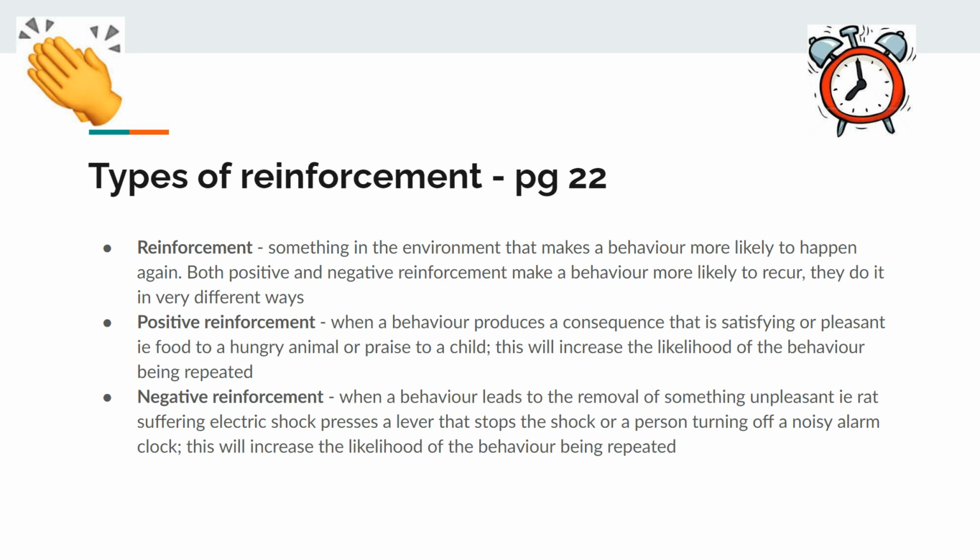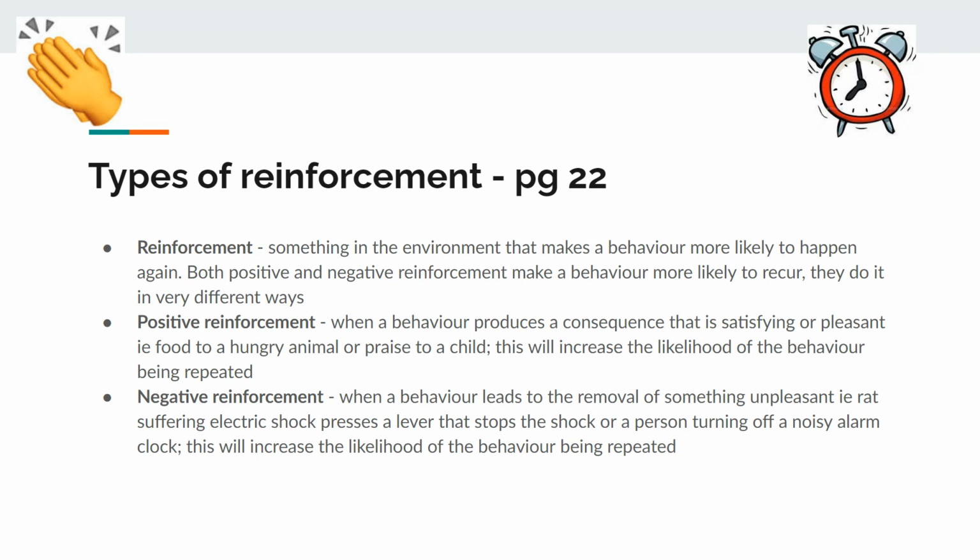So positive reinforcement is the one that you probably would think about, which is the most straightforward and obvious one. When a behaviour produces a consequence that is satisfying or pleasant, i.e. food to a hungry animal or praise to a child, this will increase the likelihood of the behaviour being repeated. Like we said, the rat's stomping about its cage, happens to press a lever, it gets given food. That's positive reinforcement. It will press the lever again and get food. Or if a child uses their knife and fork properly, and their parents say, oh, well done, that's great, then they're more likely to do it again.